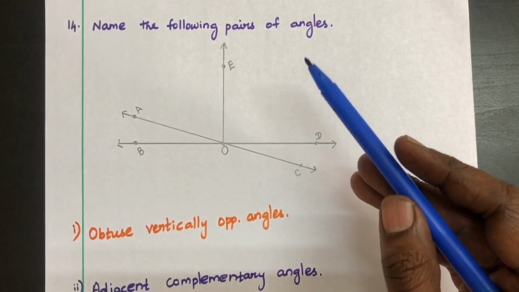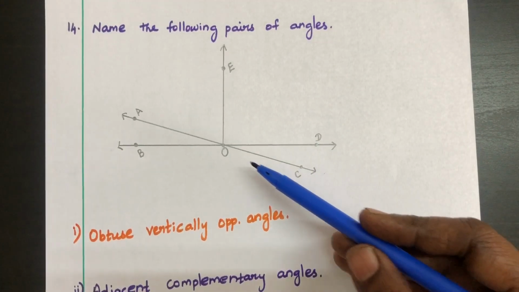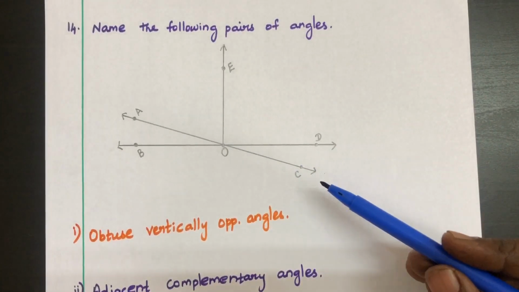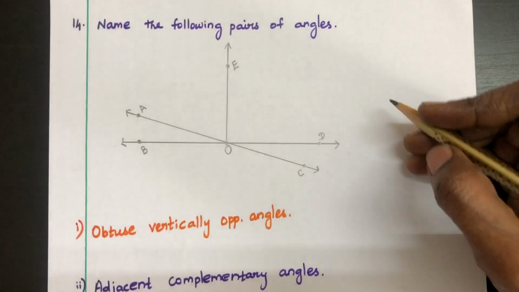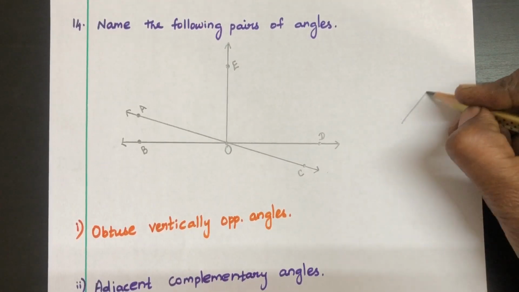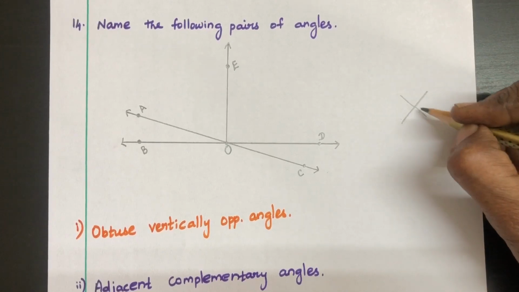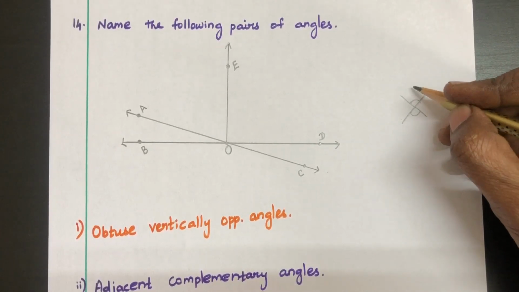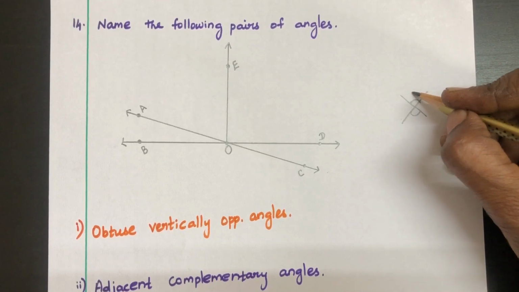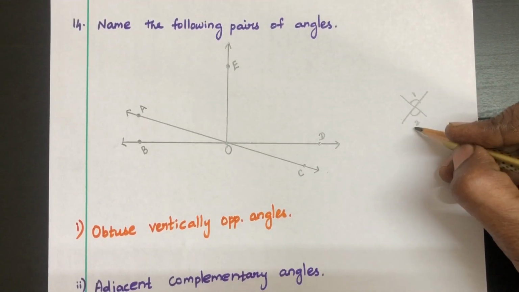14th question, name the following pair of angles. We are going to give names for the angles formed here. Obtuse vertically opposite angles. Vertically opposite angle means what first? If two lines intersect, that means cut each other, the angles formed opposite to one another are vertically opposite angles. This 1 and 2 are vertically opposite.